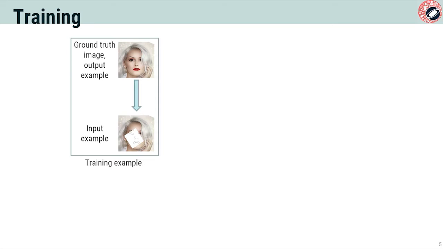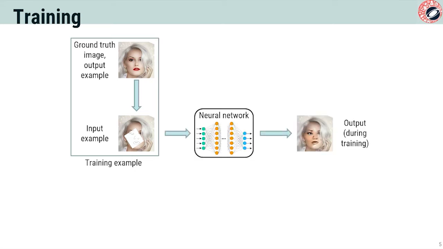So for training, we start with the ground truth image taken from an image database. This image also serves as a desired output example in the training data. But from it, we generate an input example by simulating potential user sketches. And I will talk about this more later. Now, the neural network maps the input to its output. And as you see, the output at an intermediate stage during training here doesn't quite look like the desired ground truth.